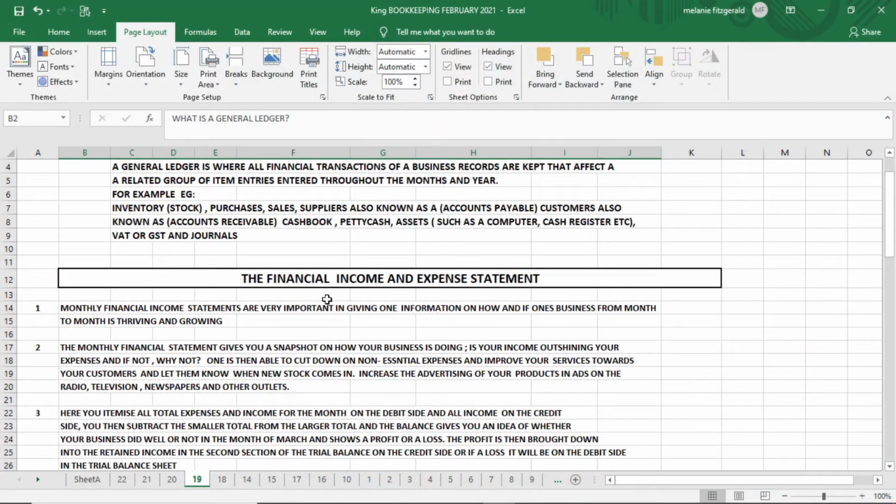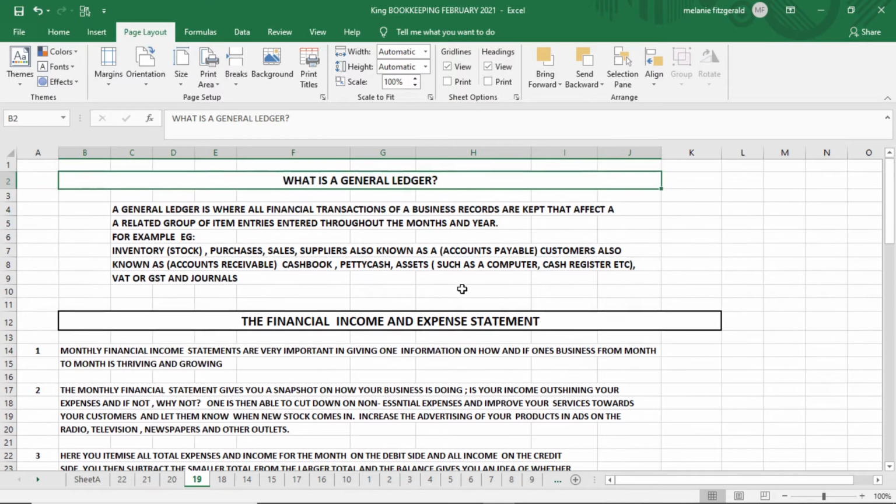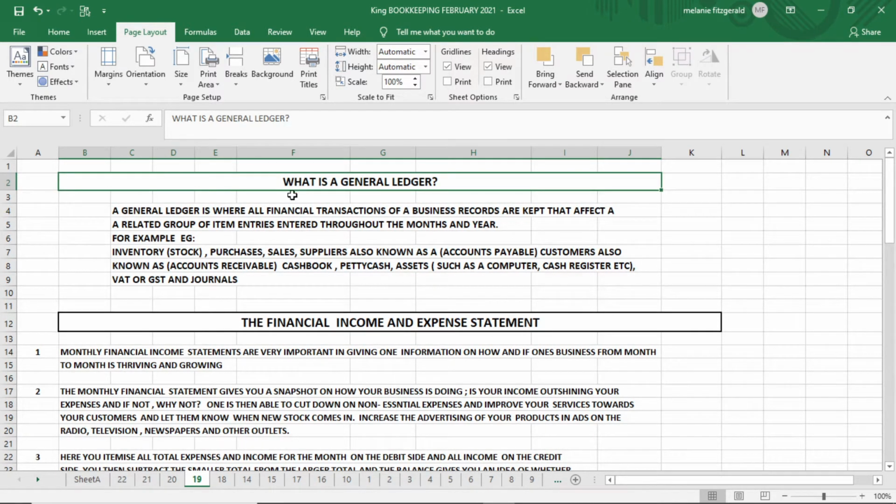Today we're going to be discussing the financial income and expense statement. All right, so let's get started. Just follow my mouse. What is a general ledger?